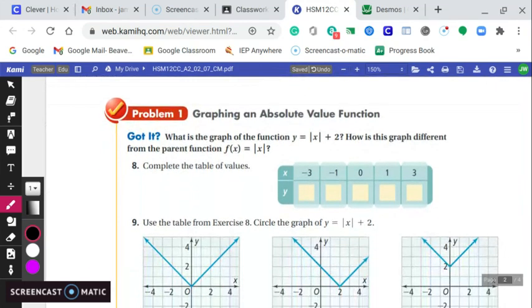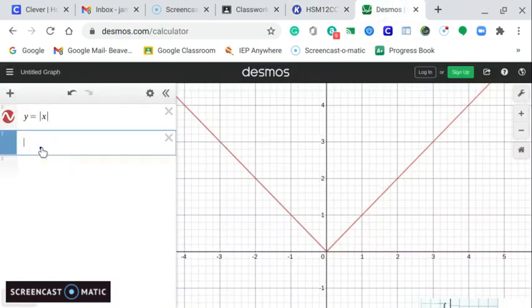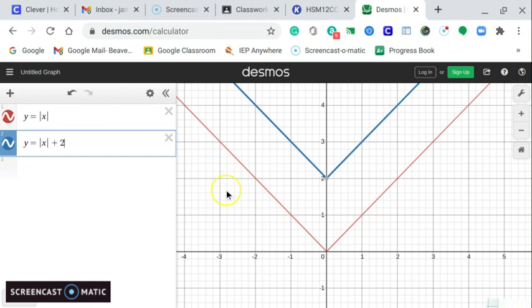Problem 1, graphing an absolute value function. Like I said before, right here you can see y equals the absolute value of x plus 2, and you can see how it's different from the parent function. You can also put it in Desmos like I did before and see y equals the absolute value of x plus 2. And you can see the difference here. All it is is 2 up on the graph.